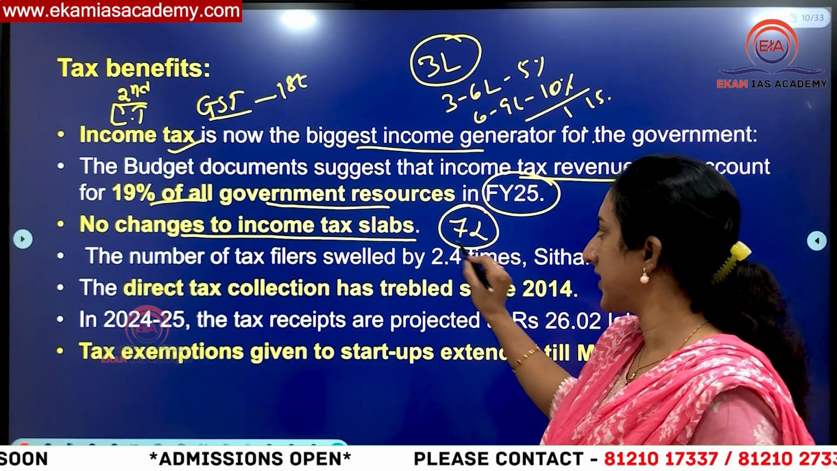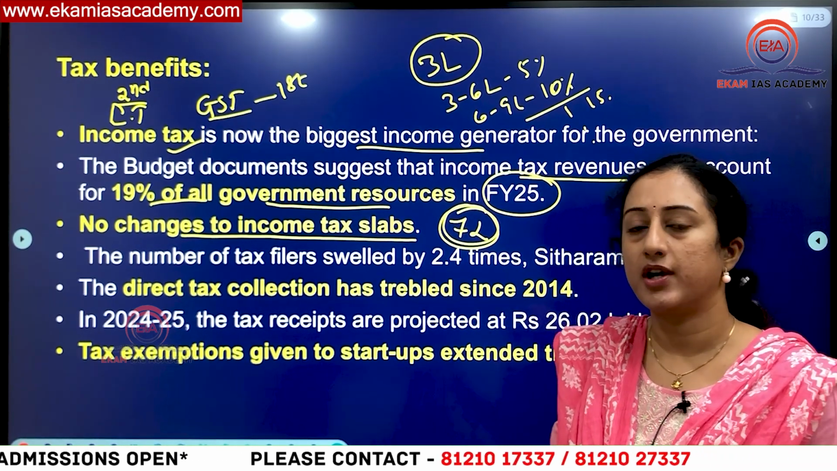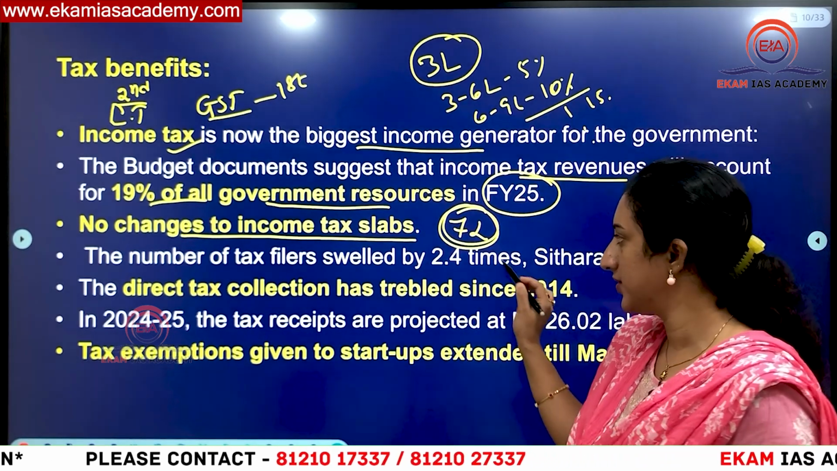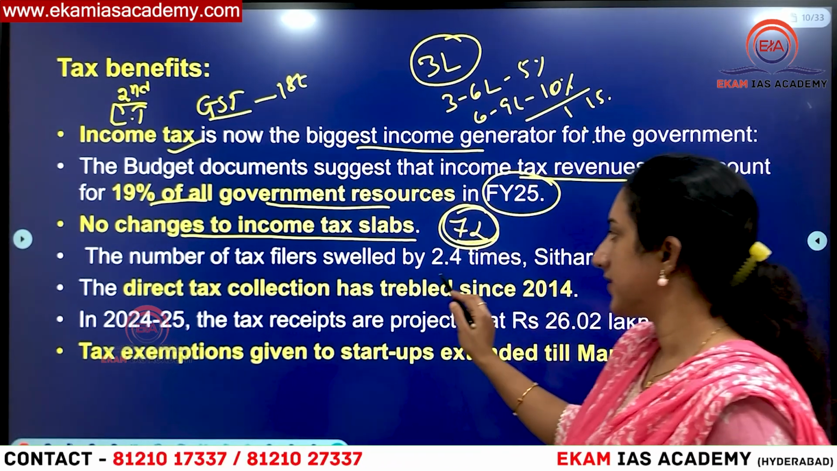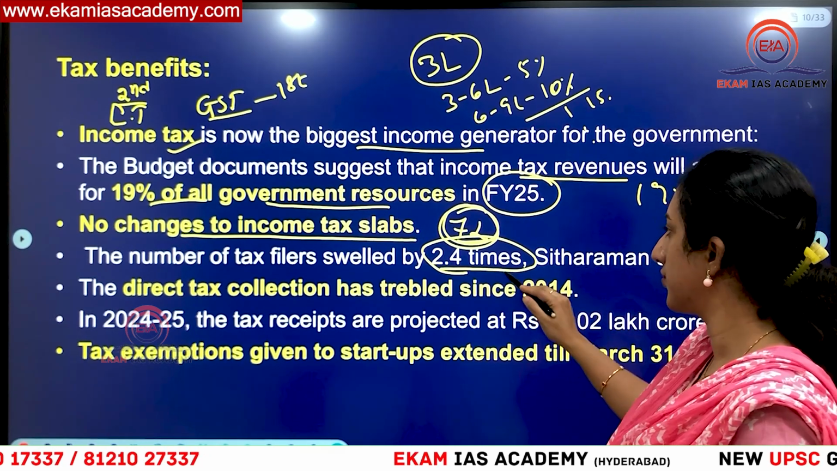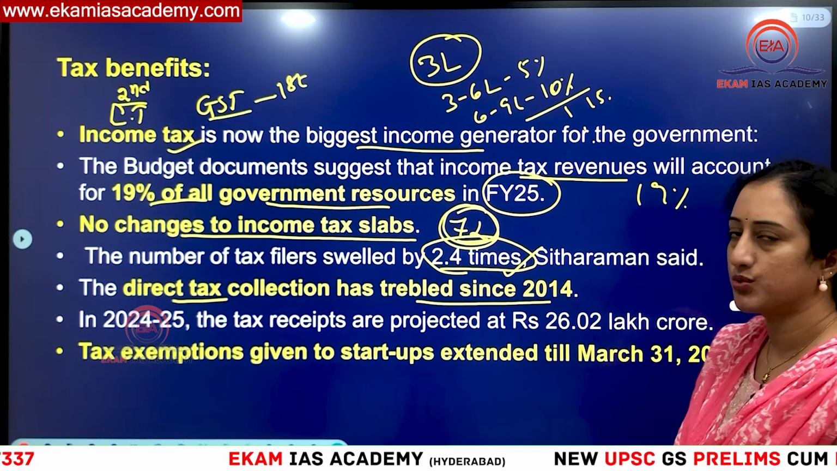In 7 lakhs tax rebate means whenever the tax liability is exceeding, whatever extra amount is there will be refunded in the form of tax rebate. So this is allowed till 7 lakh rupees. Then the number of tax filers has increased almost 2.4 times, which is a good sign. Then direct tax collections have tripled since 2014.